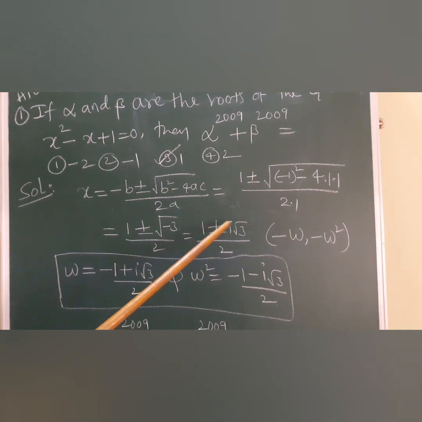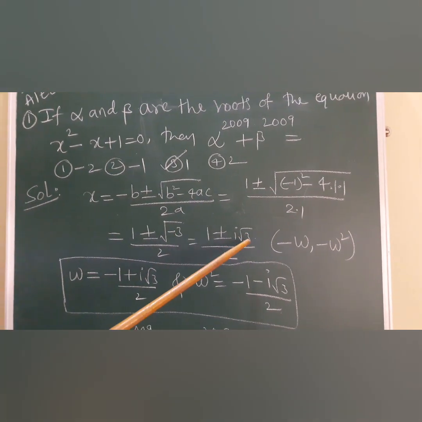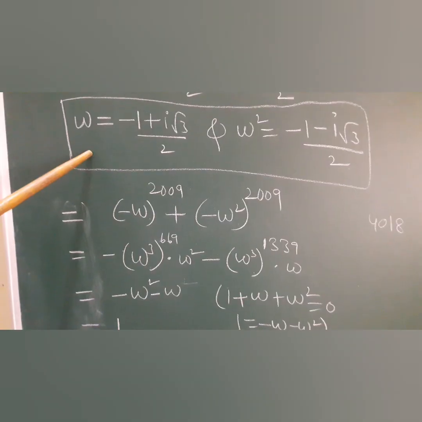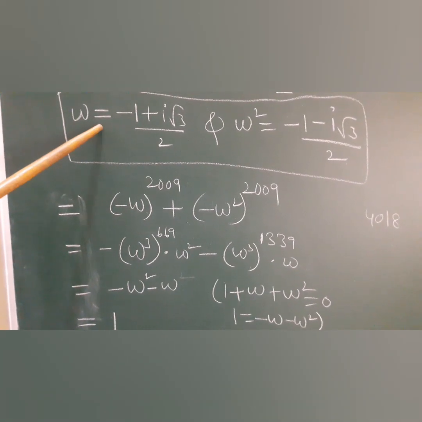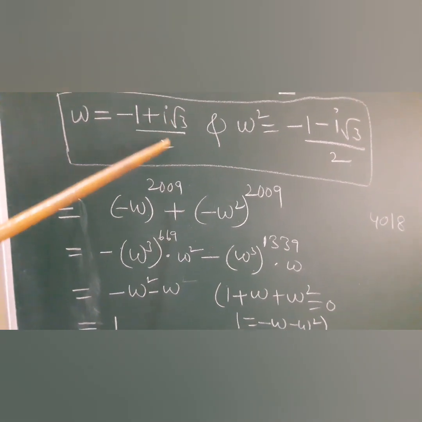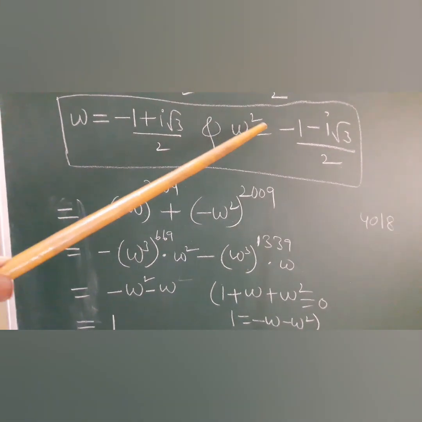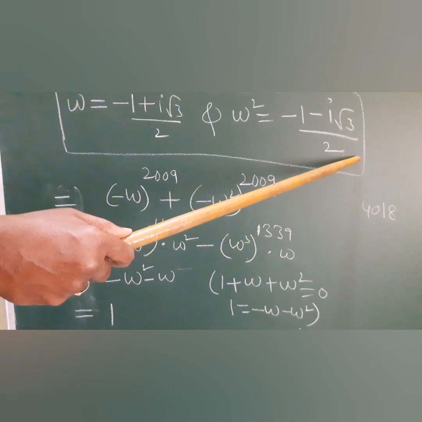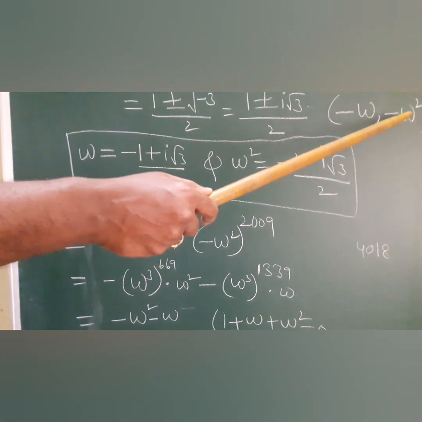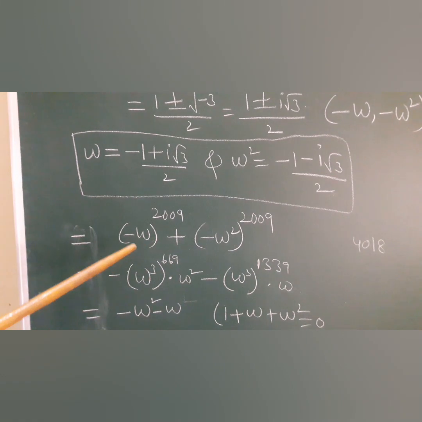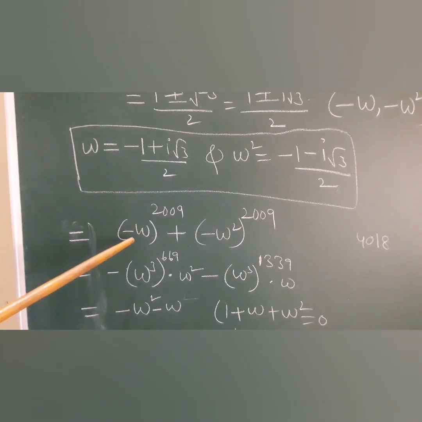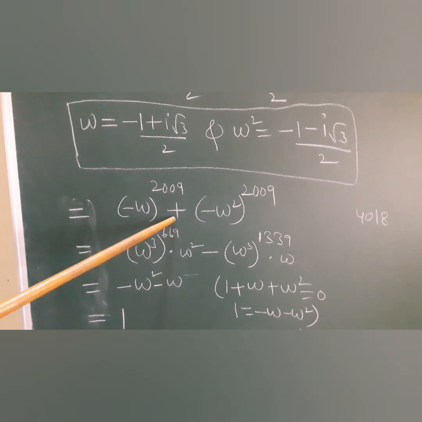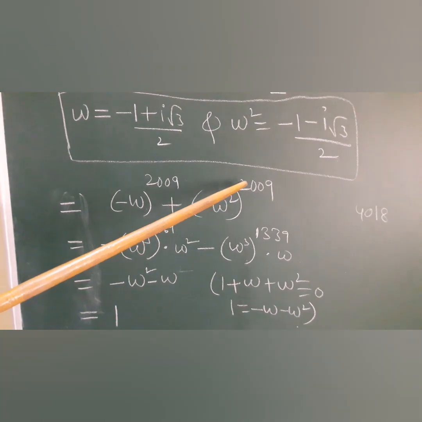1 plus or minus i root 3 by 2 is considered as minus omega and minus omega square. We know that omega is equal to minus 1 plus i root 3 by 2 and omega square is equal to minus 1 minus i root 3 by 2. So that we take minus omega square. By substituting, minus omega to the power of 2009 plus minus omega square to the power of 2009.